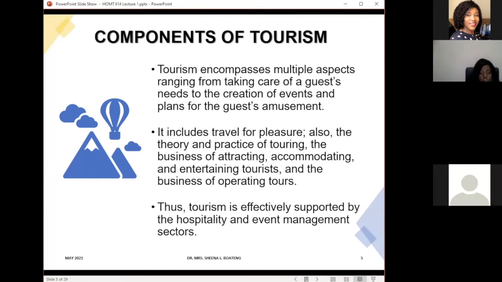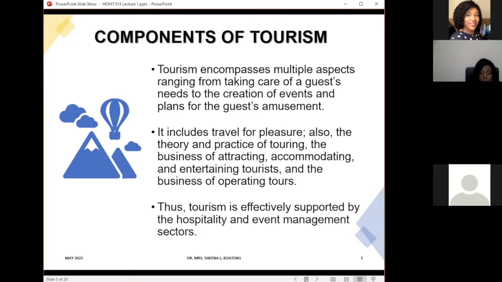Yes, please. So tourism will not be what it is without the hospitality sector and without the events management sector, because a tourist can travel from one place to the other. But then once they get there, where will they stay? What will they eat? How will they move around from place to place? How will they experience the new environments they found themselves in? And how will they be entertained to achieve the motives that they came there with, be it relaxation, or learning or experiencing a particular kind of culture.